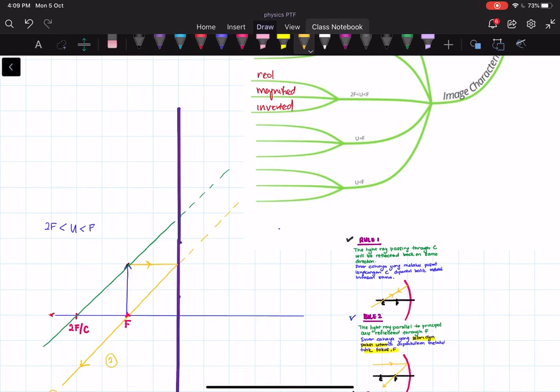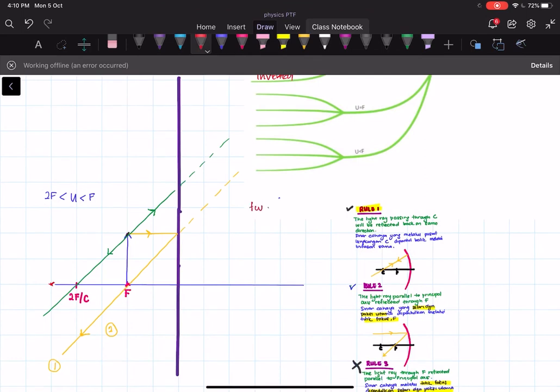And another one is I'm using the rule that says a light ray passing through the C point will be reflected back in the same direction. Therefore, what's going to happen? We are forming two parallel lines. Does this mean these two lines are going to meet each other? Nope, they're not going to meet each other. Therefore, the image is going to be formed at infinity. We're not so sure where these two lines are going to meet. So the image is formed at infinity.